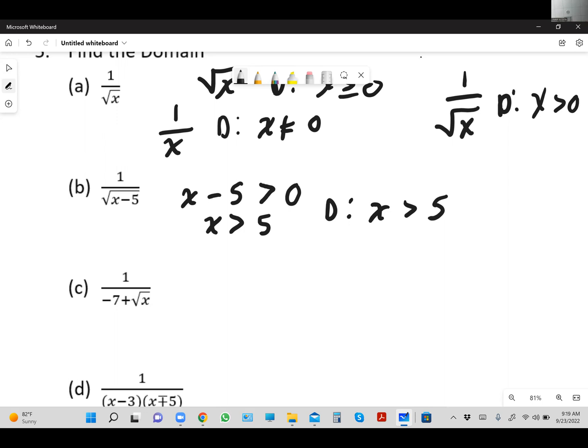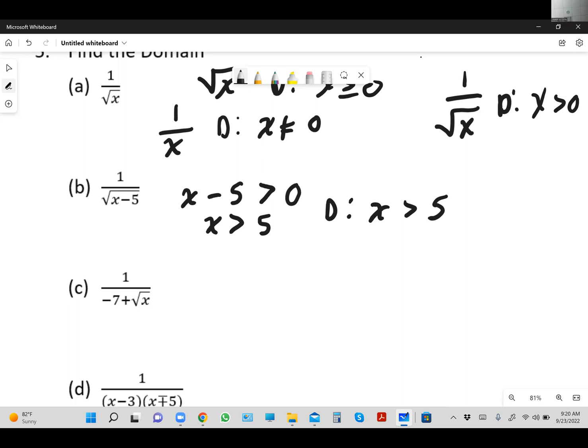Okay, what numbers can I put in the denominator? Can I put a 6? Can I put a 7? Can I put a 5? If I put a 5, what happens? What's 5 minus 5? And then what's the square root of 0? 0. Can I have a 0 in the denominator? Now, can I put a 4? Can I have negatives in the denominator? There we go. And so therefore, that's how I solved this. Does that make sense?